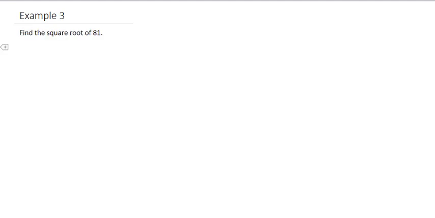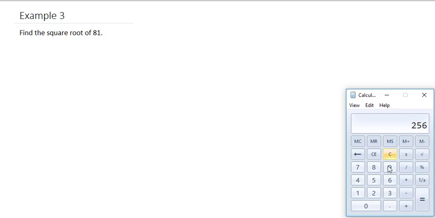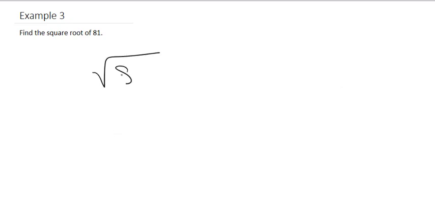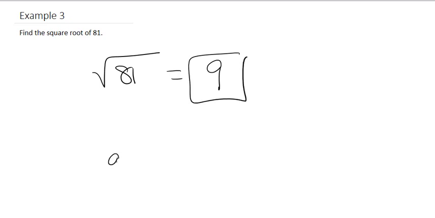Find the square root of 81. So to find the square root of 81, if we don't remember our multiplication tables, we can just go 81, find that sign, and square root it, which will give us 9. So the square root of 81 is equal to 9. And we can also verify by going 9 times 9, which is equal to 81. So in fact, 9 is the square root of 81.